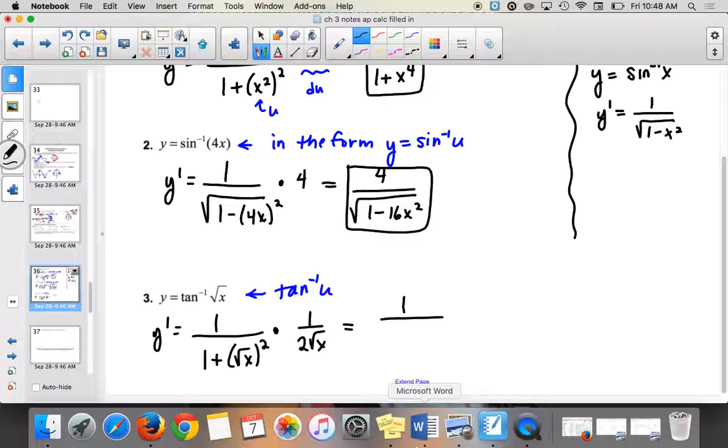So this is 1 over, we have 1 plus x times 1 over 2 root x. So we're just going to write it as 1 over 2 root x and then parentheses 1 plus x. You could multiply the 2 root x in if you wanted to, but we'll just leave it like that.